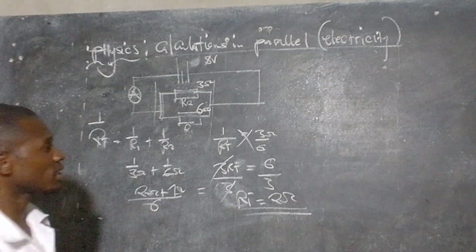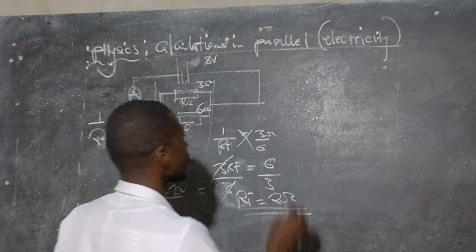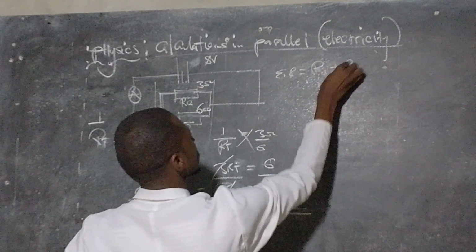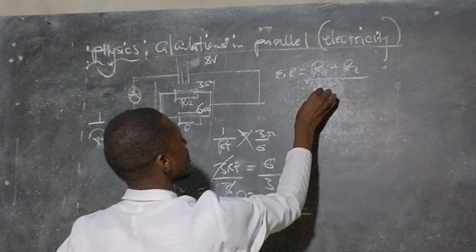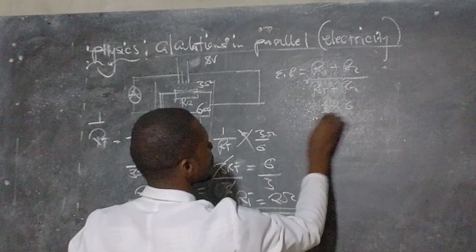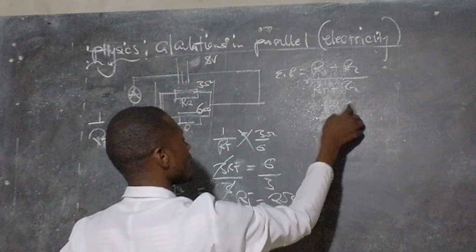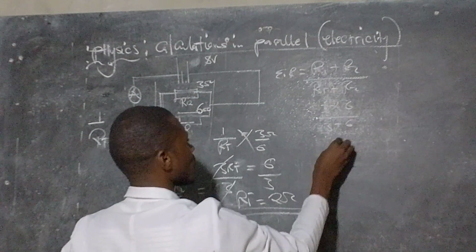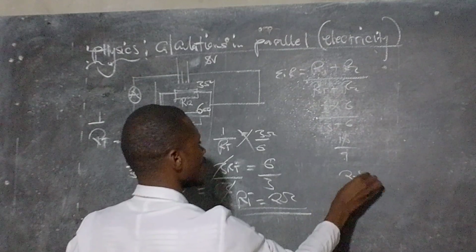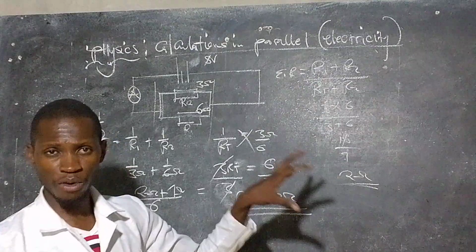Just go to the direct shortcut, the formula for effective resistance. We know that effective resistance is equal to R1 times R2, divided by R1 plus R2. So we have 3 times 6, of course, I'm not putting units, then 3 plus 6. So I'm getting 18 over 9, 9 into 18, I'm getting 2 ohms. So same answer, but different formula.